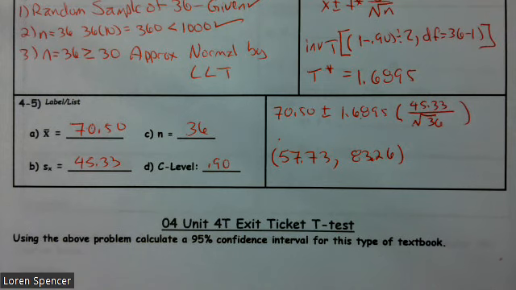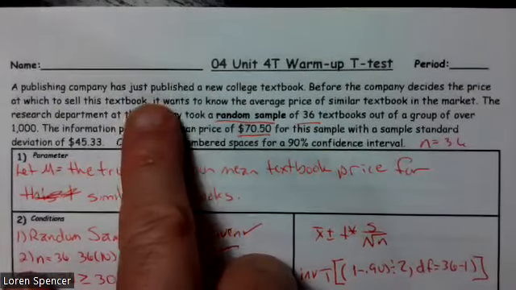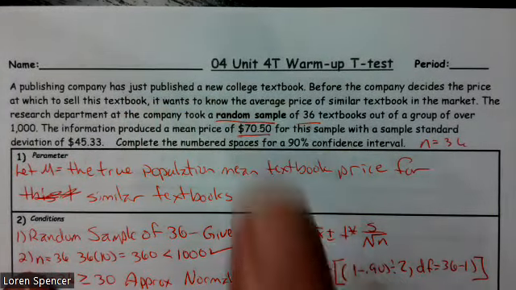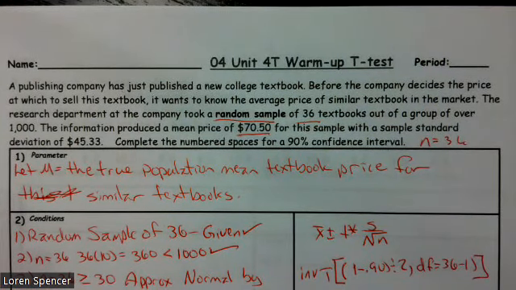Our next problem says, for our exit ticket, use the above problem and calculate a 95% confidence interval. So what was our above problem? Well, in our warm-up, a publishing company had just published a new college textbook. Before the company decides the price at which this textbook will be sold, it wants to know the average price of similar textbooks in the market.